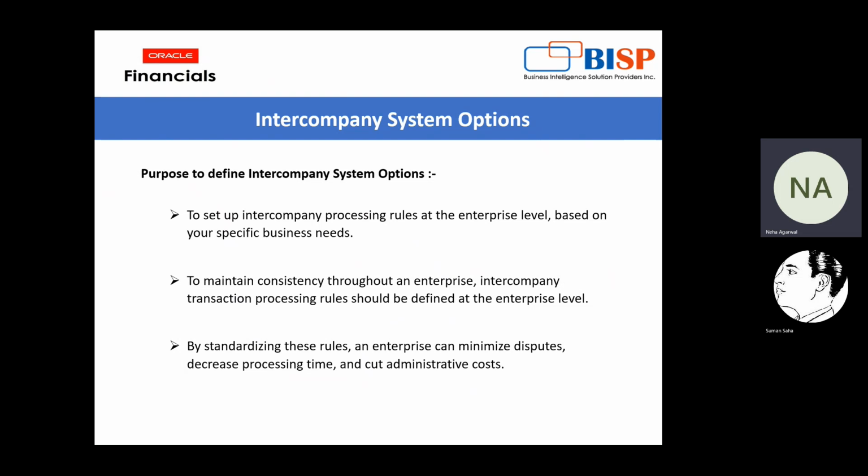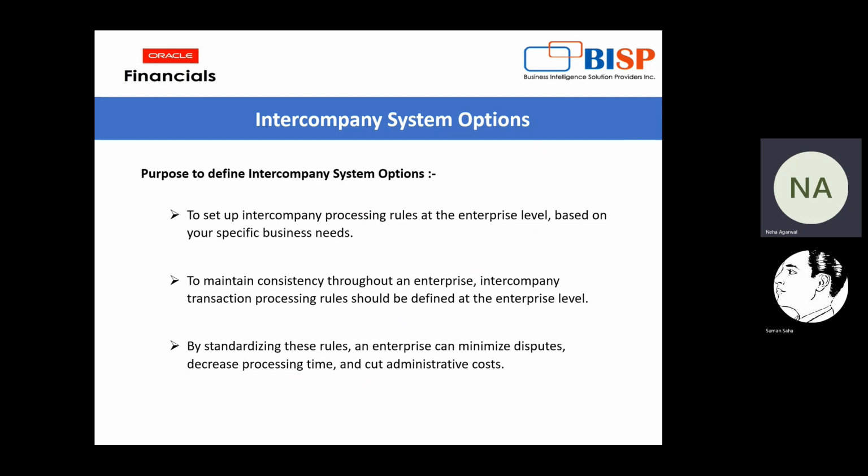Before setting up intercompany system options, we must determine how to process our intercompany transactions. For example, whether to enforce an enterprise-wide currency or allow intercompany transactions in local currencies, allow receivers to reject intercompany transactions, and determine the minimum transaction amount that is required to be processed. So the purpose of defining intercompany system options is to set up intercompany processing rules at the enterprise level based on the specific business needs.